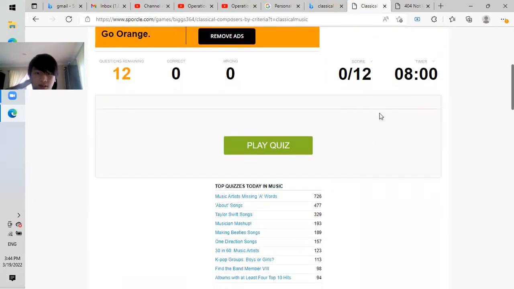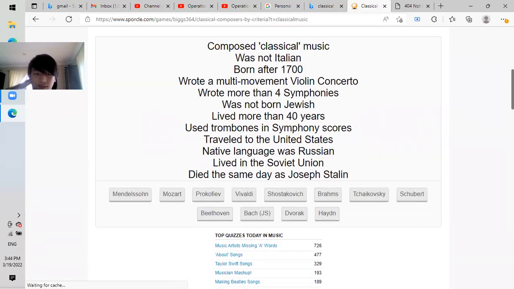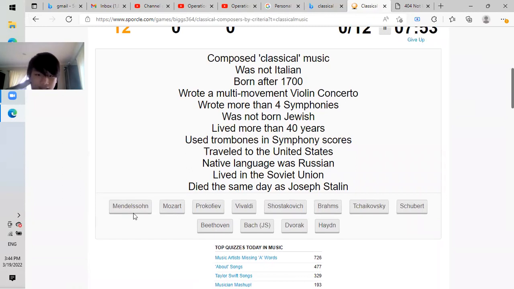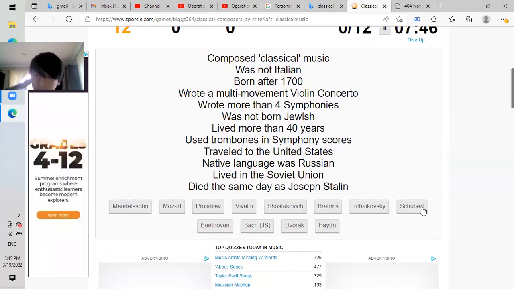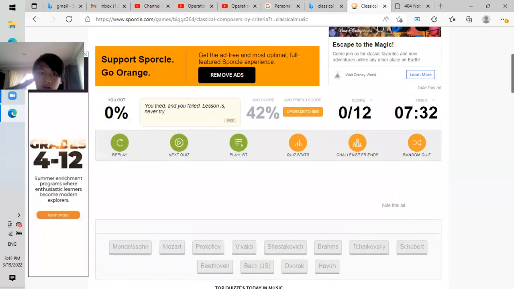Yep, let's try then. Composed classical music, was not Italian, born after 1700. After the 1700s, okay, that cuts out Bach. Bach was 1680 something. Schubert wrote a multi-movement concerto, Brahms, Shostakovich, definitely. Vivaldi, I don't think Vivaldi. Haydn, definitely. Wait, what happened?